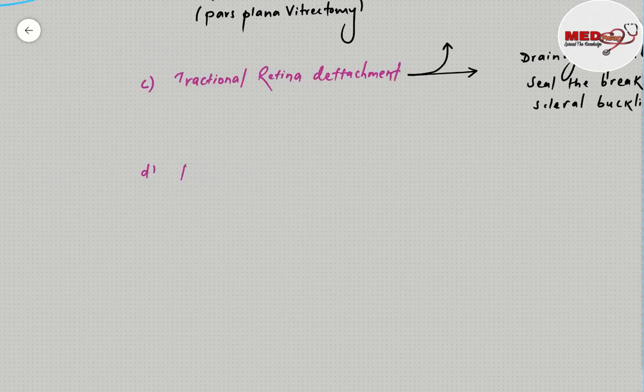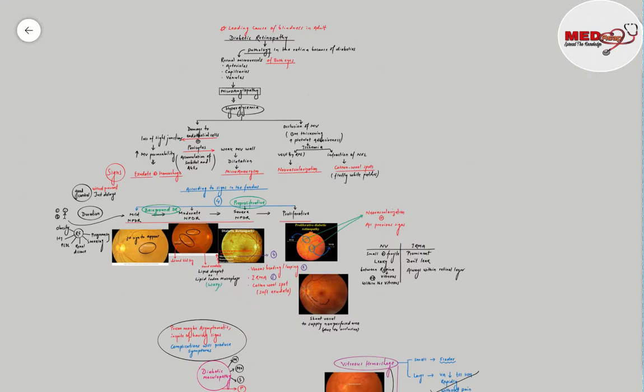Now we came to the fourth complication, which is neovascular glaucoma. Its detail will be discussed in the chapter of glaucoma. So here we end our topic diabetic retinopathy.